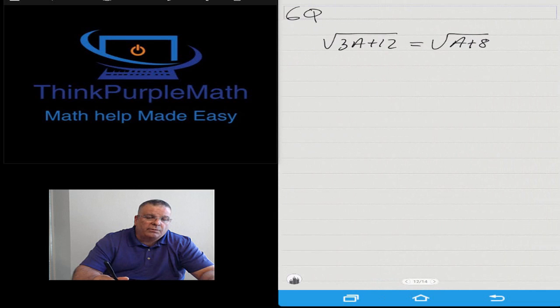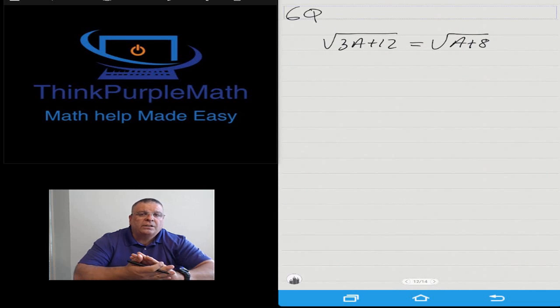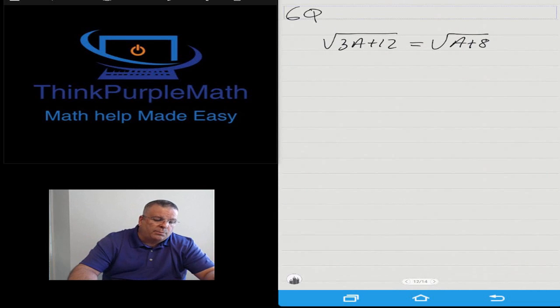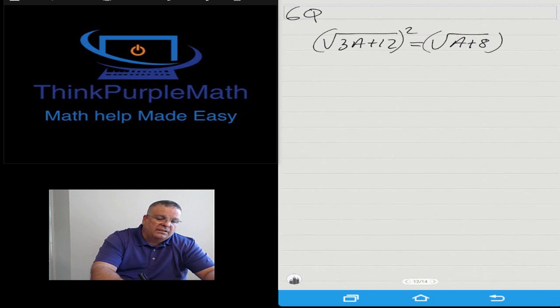Our last equation is the same type of problem now. We have radicals on both sides. Simply square both sides. And anything being squared that's in a square root comes out. 3a plus 12 is equal to a plus 8.